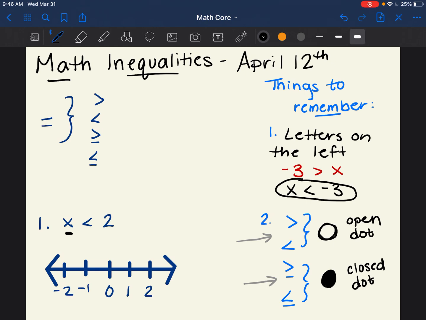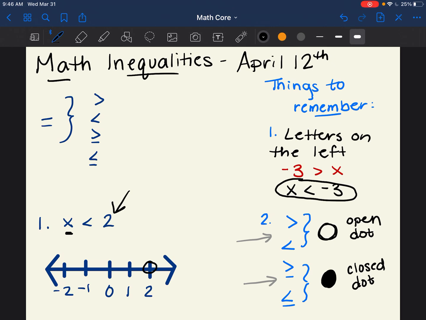So our dot is going to go on this number. Whatever this number is, where your dot is going to go. So we know that our dot is going on 2. We need to look back over here to the right, right? Greater than or less than, open circle, open dot. So I'm going to do an open dot on this line. Right? I am not going to color it in. Okay? That's the first step. Dot goes on the 2.